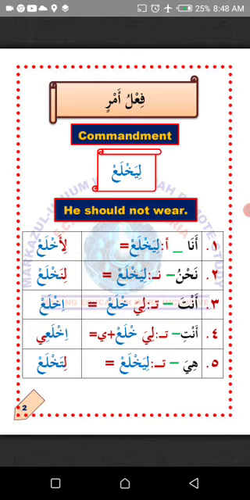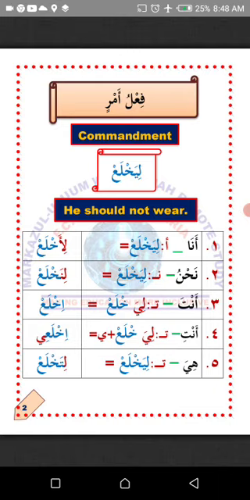Thalatha, number three. Anta, you, representing a single male person. So how do we change the verb liyakhala to suit anta? All you need to do is to detach lamun and ya'un, and we are going to be left with this. In Arabic, there is no way you can read a word starting with a letter carrying sukun. So what do we do to make it pronounceable? We go and borrow alifun.